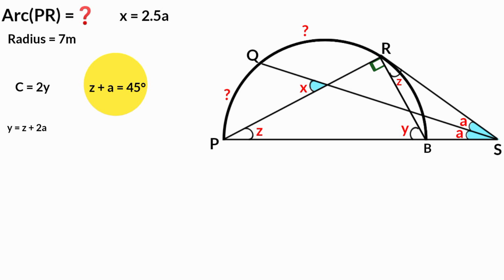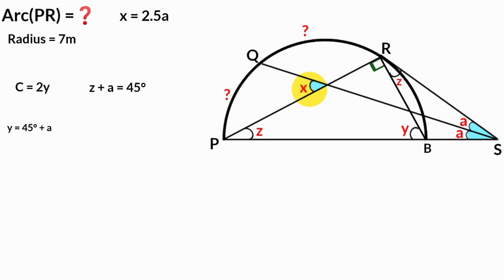Let's take a duplicate of this equation. Make Z the subject by taking A to the right. So Z equal to 45 degrees minus A. Now come here, replace this Z with 45 degrees minus A. So Y equal to 45 degrees minus A plus A. Minus A plus A is A. So Y equal to 45 degrees plus A. Keep it aside. Now let's come here.